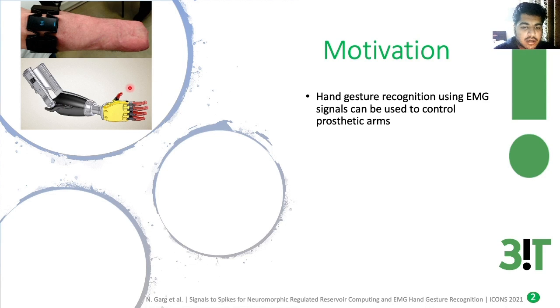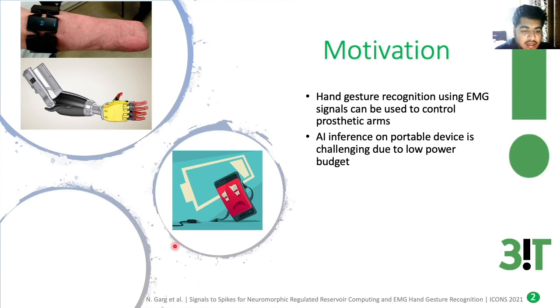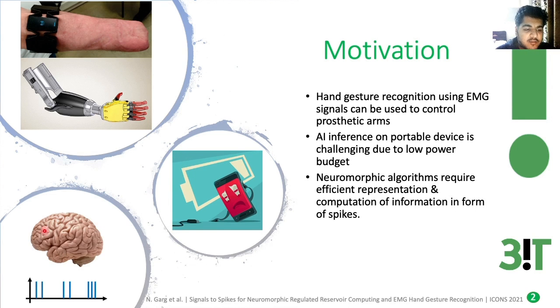Hand gesture recognition using EMG signals can be used to control a prosthetic arm. These gesture recognizing AI algorithms are difficult to implement on portable devices due to their limited power budget. Brain-inspired or neuromorphic algorithms, which require less power, require efficient representation and computation of information in the form of spikes.